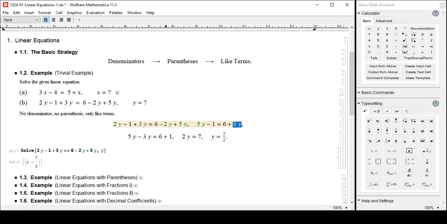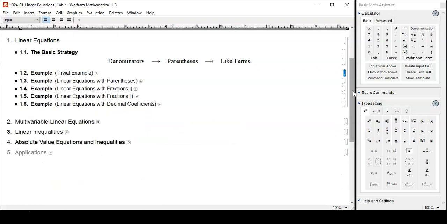Put those together, we get plus 3y, as highlighted in green. And then this negative 1 and this 6 are like terms of their own, so they don't go anywhere. Now let's take the like terms together. 5y minus 3y. Change the side, change the sign. And 6 plus 1. Change the side, change the sign. And that's how we get 2y equal to 7. Y is 7/2. So much for the trivial example.